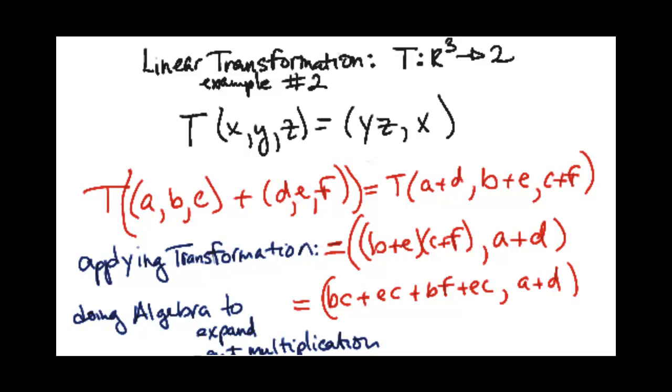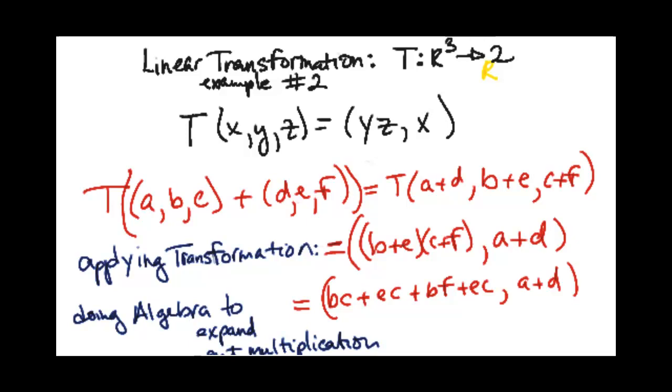Today we're going to be discussing another example of linear transformations. In this case it's going to be R3 to R2, meaning we're going from three-dimensional space in our domain to two-dimensional space in our codomain.